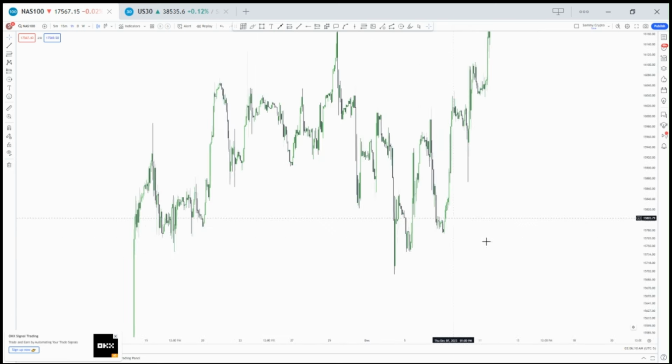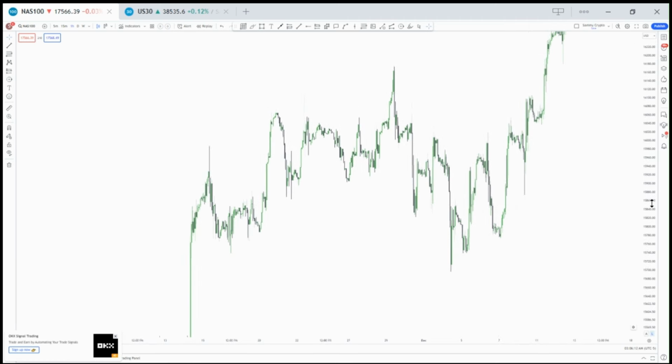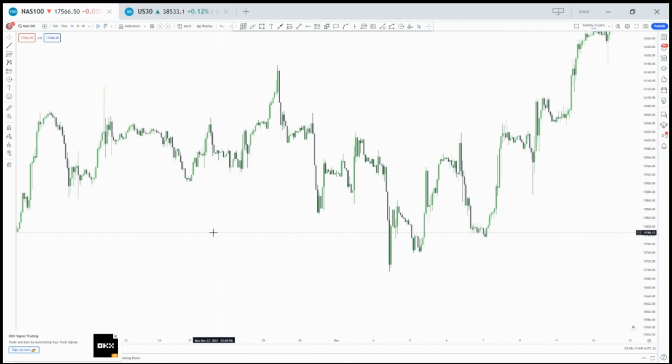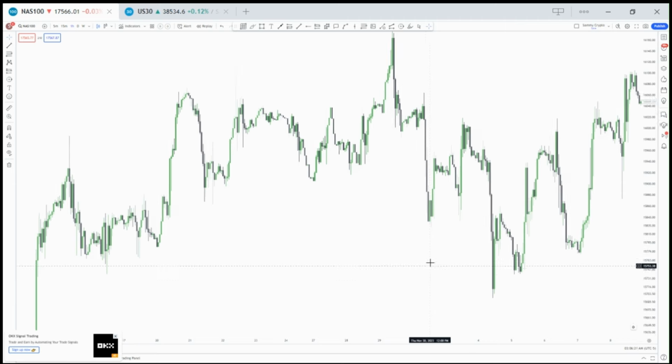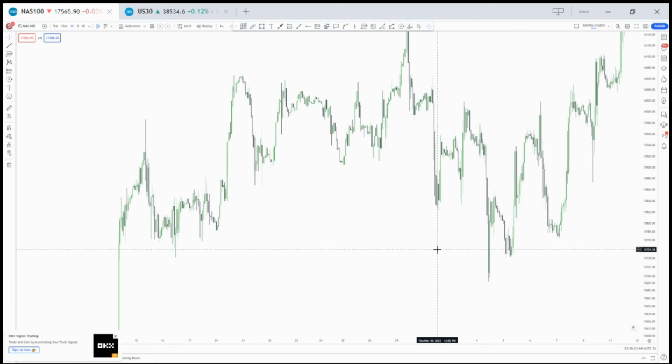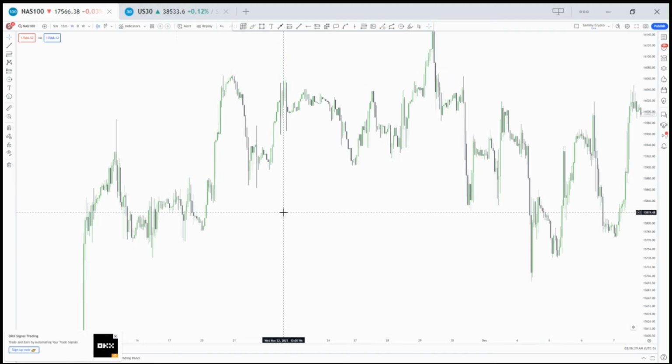Now, remember, I'm not going to use my bar replay. This is a 1 hour time frame. I want you to see everything as clear as day, right? Now, remember, we are looking for the external highs or the external lows. If you look at all of this section, you can see my cursor, there is nothing like an external low.